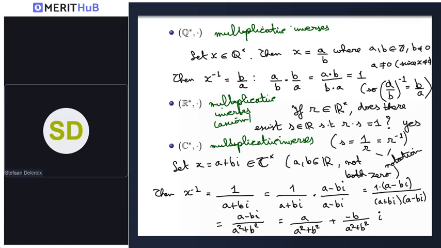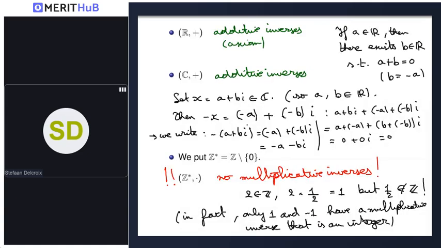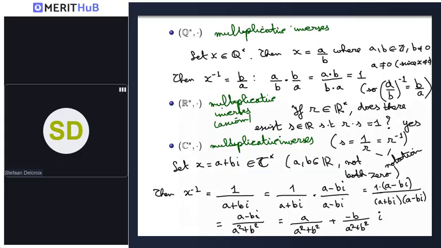So if I do a quick recap on numbers, integers under multiplication, no multiplicative inverse. But rationals, reals, and complex numbers, yes, we have inverses under multiplication. So in that sense, it's not so obvious what the difference is between rationals, reals, and complex numbers. They all seem to have the same properties.